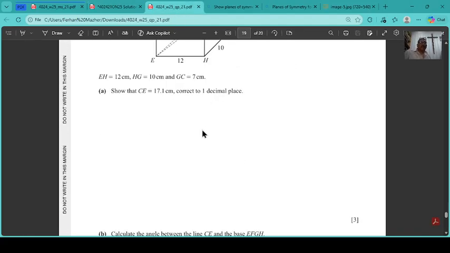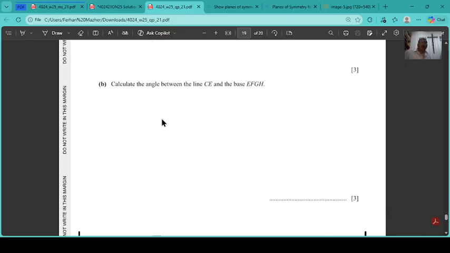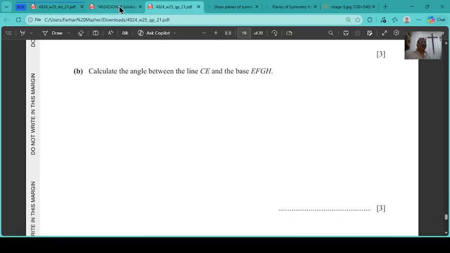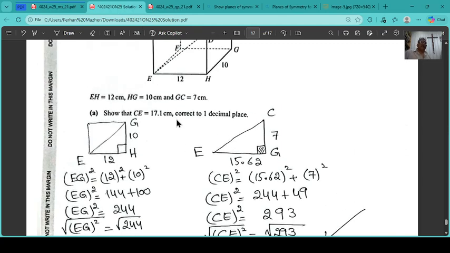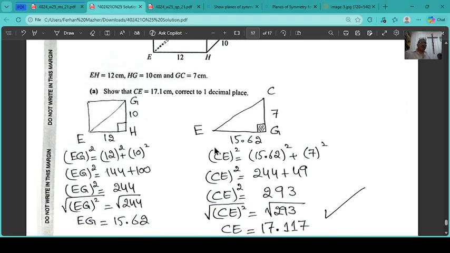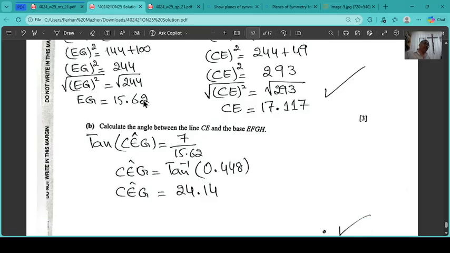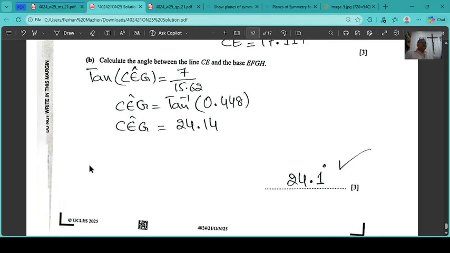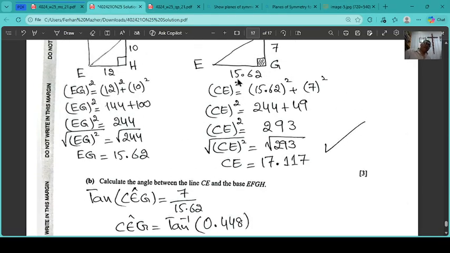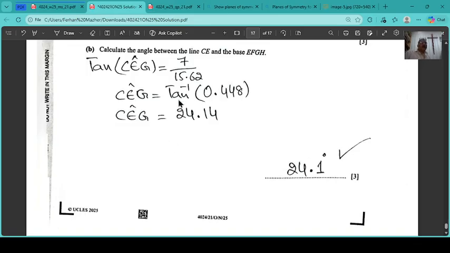Okay, so then in the B part of this question, which is also of 3 marks, he says calculate the angle between the line CE and the base EFGH. So they basically want me to find out the angle CEG. I'm going to use this right angle triangle ECG. I can apply the tan theta. So tan of the CEG angle will be equal to the perpendicular by the base. The perpendicular here is 7, the base is 15.62, and I will get CEG will be the tan inverse of 0.448, and that will be 24.14 degrees.